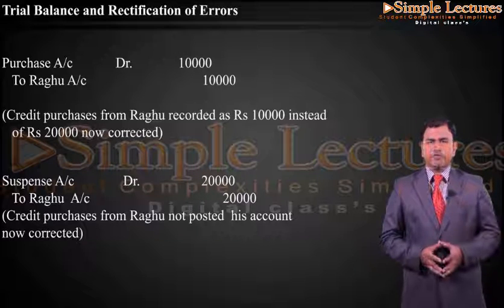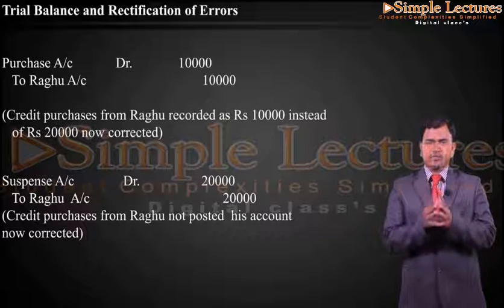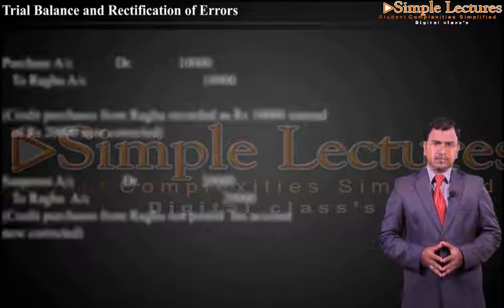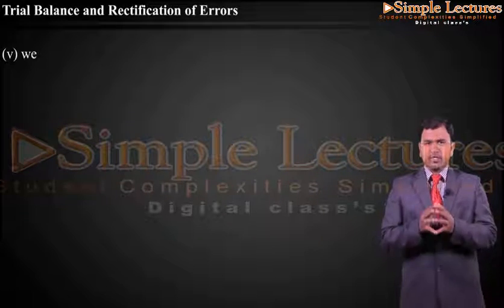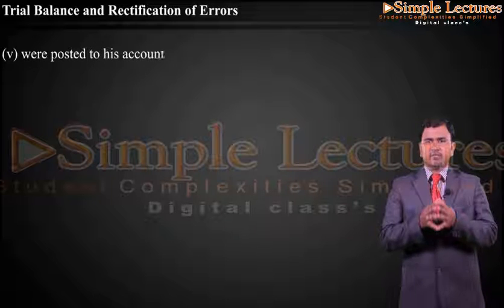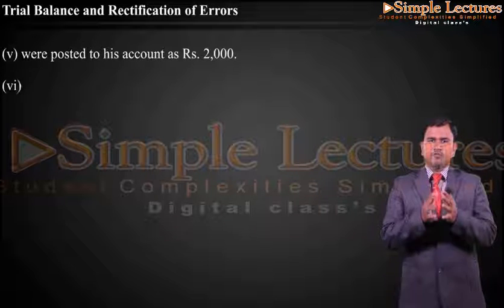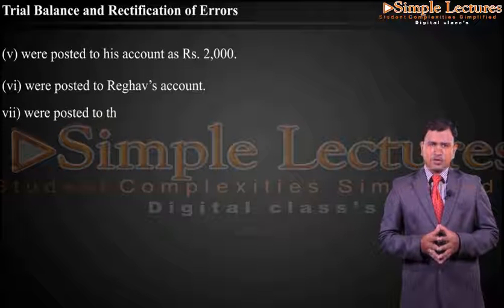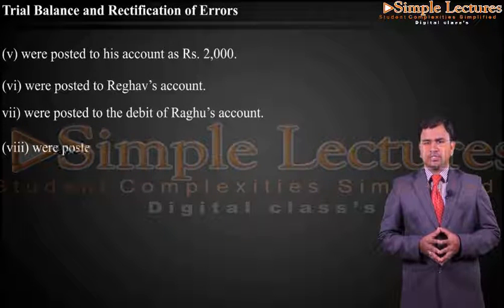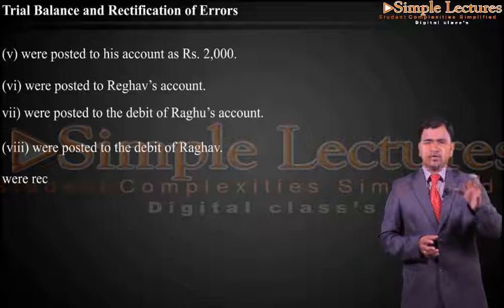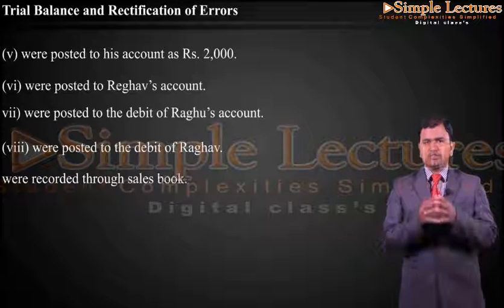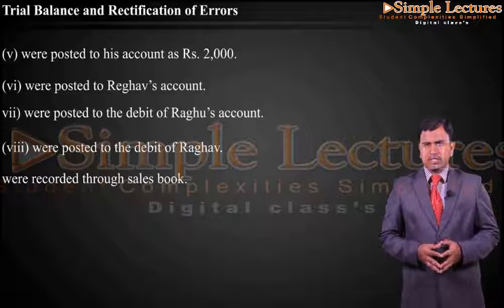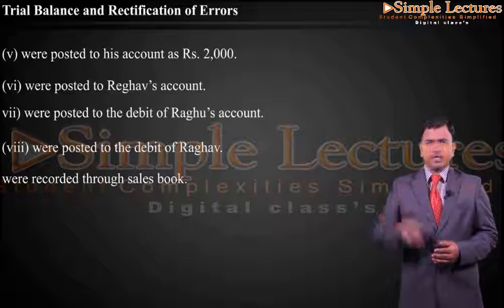Then we have not posted to his account. So when the particular entry is not posted to his account, how are we going to rectify this? Then we have posted to his account as rupees 2,000, and posted to Raghav's account, posted to the debit of Raghu's account, or posted to the debit of Raghav, recorded through the sales book. So we have these particular errors here. For these errors we have to see how we are going to rectify the entries.